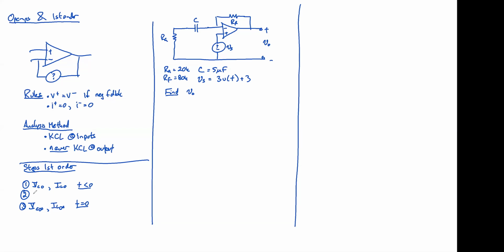Okay, so John Barker, what's that second step? Isn't it when you're finding when t is greater than 0? That's right. And what are you trying to find when t is greater than 0?